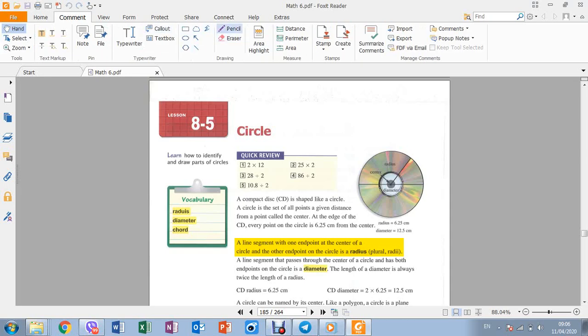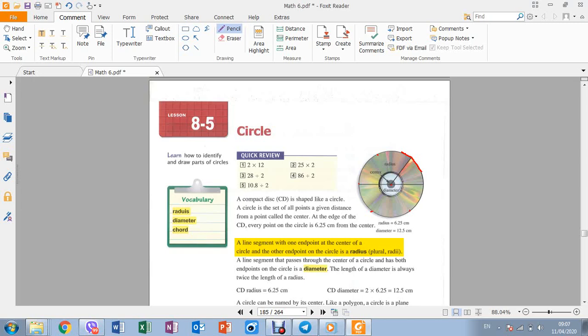Okay. For example, again, I showed this is a curved line. Look, it has the same distance from the center. This is the center point. For example, we have this circle. All the edges have the same distance, okay, they have the same length from the center. So this is called a circle.